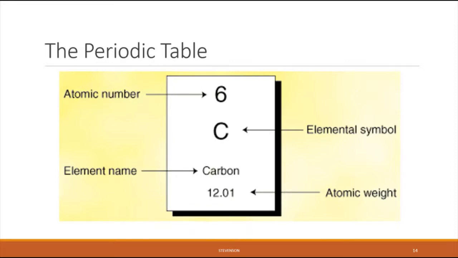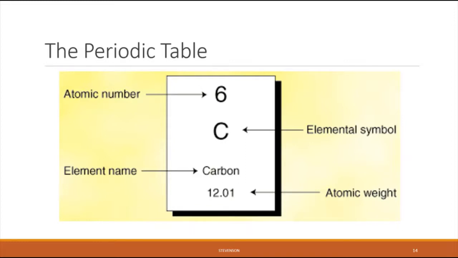So at the very top, we have something called the atomic number. And the atomic number is the number of protons that are found in that particular element. In other words, it is the number that defines what that category is. How many protons are in that element is what defines the element. Underneath it, we have the elemental symbol, which in this case is C, representing carbon. Sometimes the element name is not present depending upon the periodic table, but in this case it is, and we can see that this is carbon.